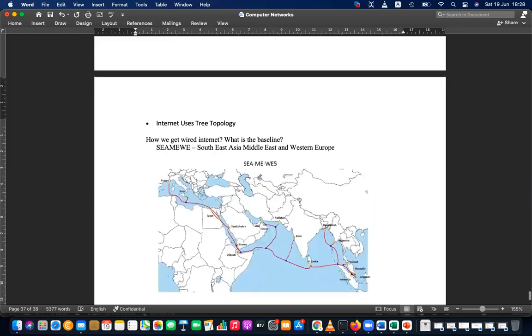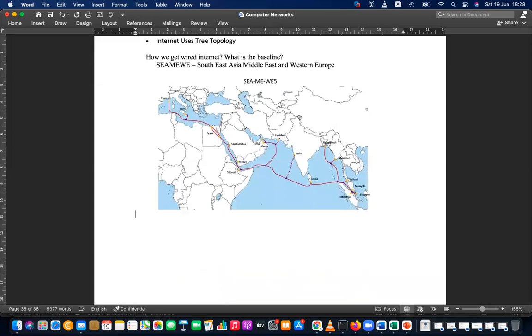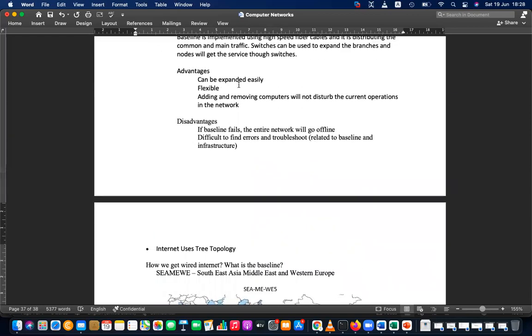Okay, done. So this is the tree topology. The advantage of tree topology is expandability. It's highly expandable. So please remember, expandability is the advantage.